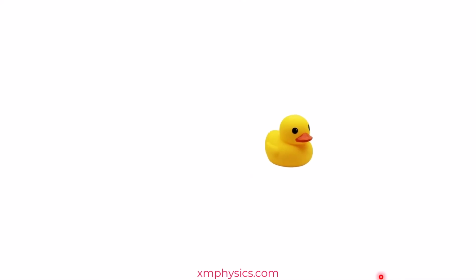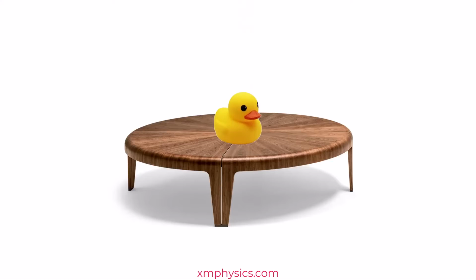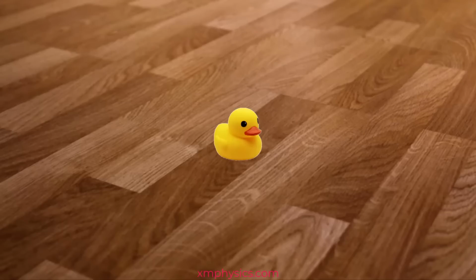Hello. If the ducky is moving around, we say that it has kinetic energy. KE is equal to half mv squared. If the ducky is sitting on top of a table, we say that it has potential energy, because GPE is equal to mgh. Now, what if the ducky is just sitting motionless on the floor?